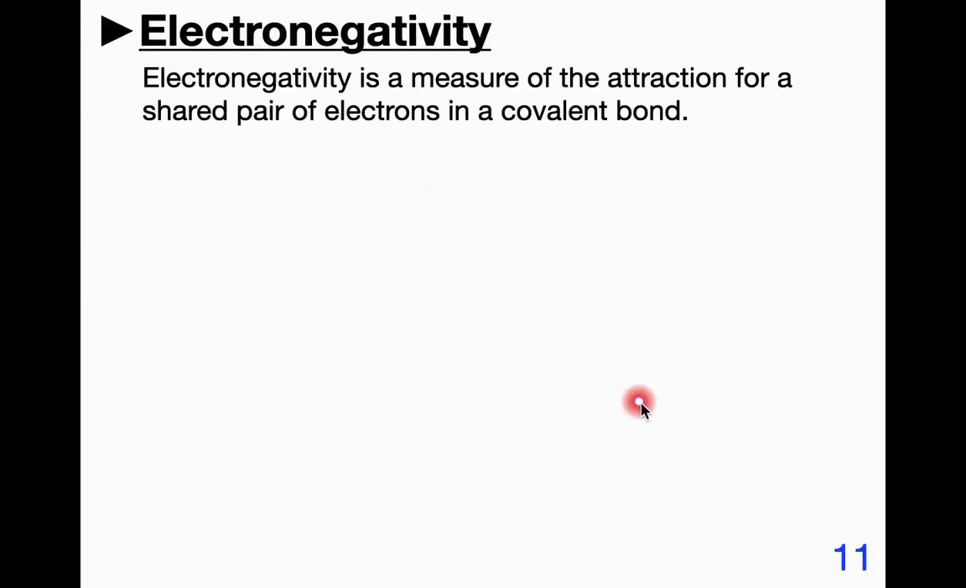Okay, the last trend, electronegativity. Electronegativity is a measure of the attraction for a shared pair of electrons in a covalent bond. So you're going to have to bear with me as I go through this, because this is a topic that you won't fully understand until we get to our unit on covalent bonds.